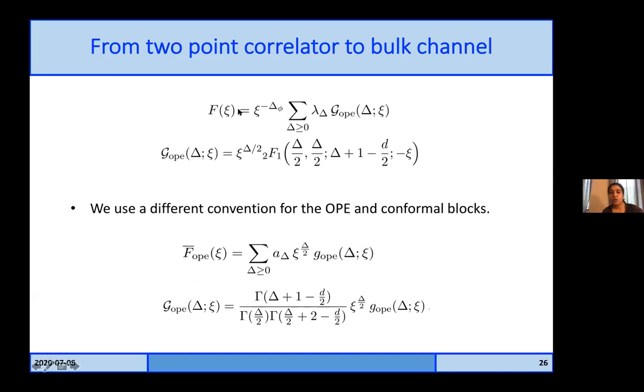Here it turns out that if we use a different normalization for the OPE and the conformal block, then things become simpler. Instead of this lambda delta, we use a redefined OPE coefficient, which we call A delta. Now, in terms of this, the conformal block is just this 2F1 hypergeometric function with some prefactors. What it does is separate out the contribution which comes from the power law and the contribution which comes from the hypergeometric function. And why I'm doing this will become clear now.